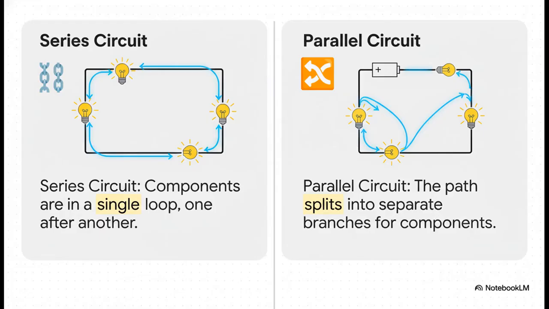So you look at these two, and at first glance, they seem kind of similar, right? Both have a battery, both have a couple of components. But here's the thing. That tiny difference in how they're wired changes absolutely everything. With a series circuit, you've got one single continuous loop. For parallel, the path splits into different branches. And that one difference is the key to this whole explainer.